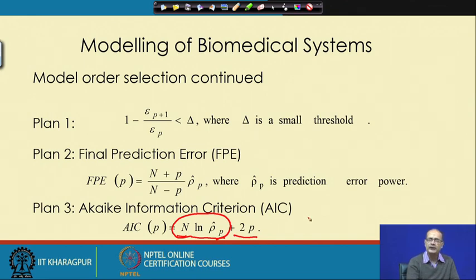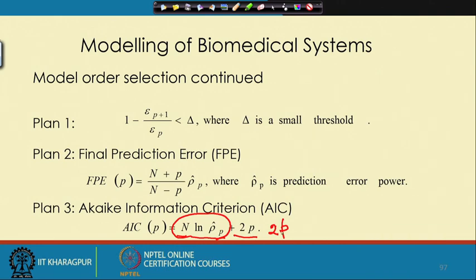In fact, for the theoretical derivation, Akaike found that this term should be p, but when people tried to use that, they found that if we use a scaled version of it, that is 2p, we get more accurate values. So, that is what is used in practice.